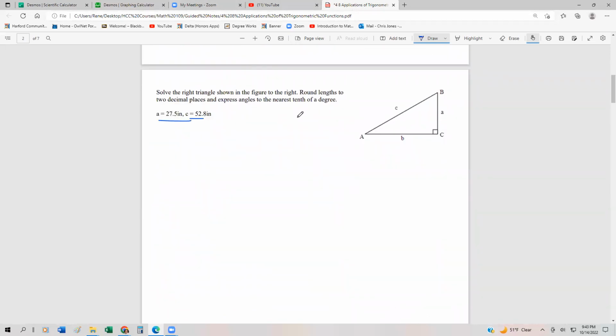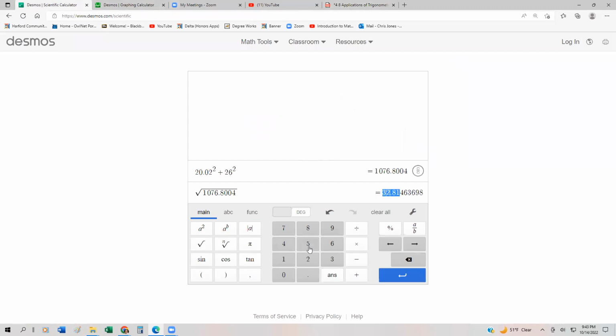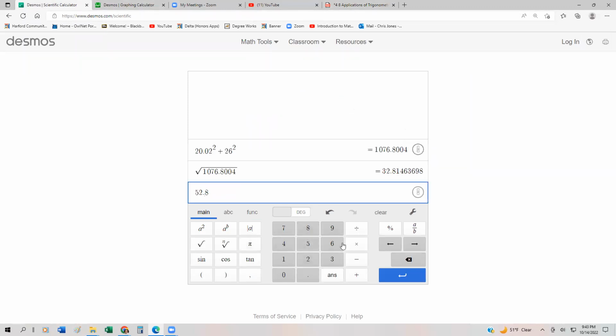Okay, well, then what we can do is we can use an inverse function. All right, now let's find this missing side b first by using the Pythagorean theorem. That should be the easiest thing. So we could take 52.8 squared equals 27.5 squared plus b squared. Right? And so we would take in our calculator 52.8 squared, right? And that gives us 2787.84.